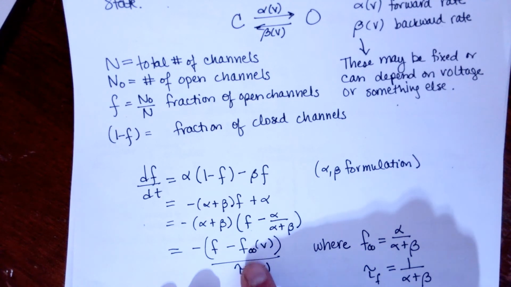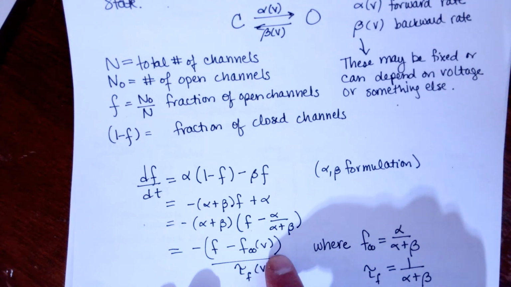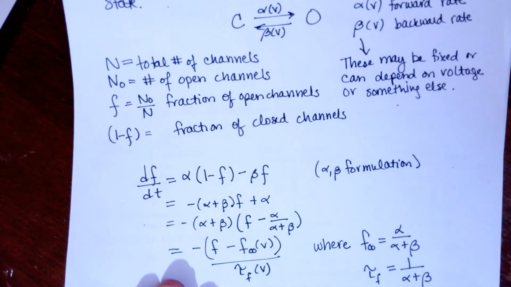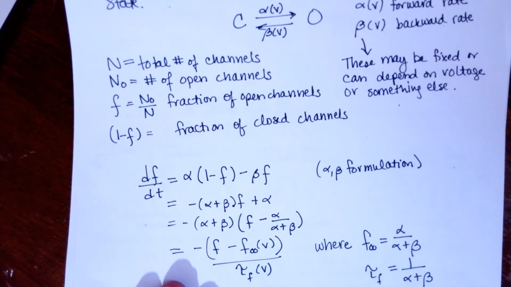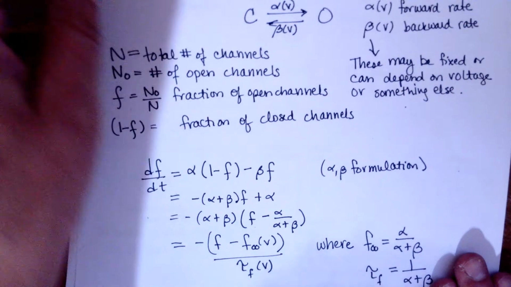So we call this a steady state curve, right? If we fix the voltage, and if it's fixed in the situation that we're modeling, then F is going to approach whatever F infinity of that fixed quantity will be. And tau F tells us how long it takes. All right? Okay, so we're going to use this later on.